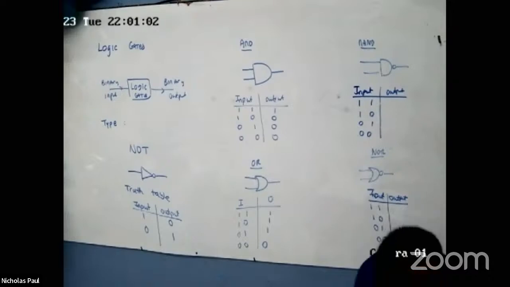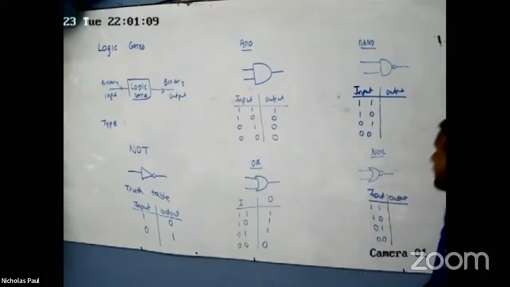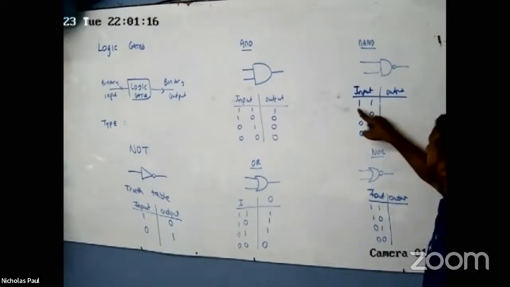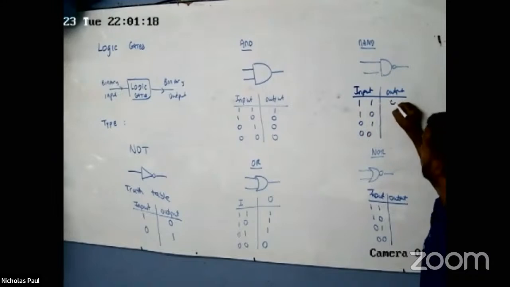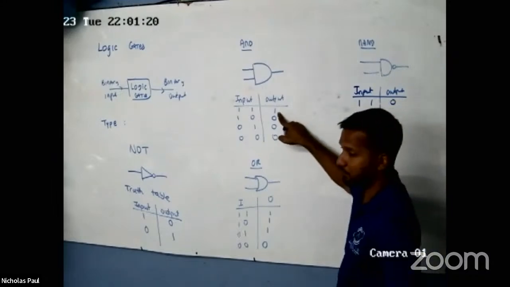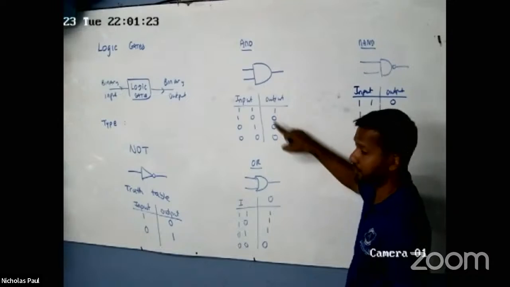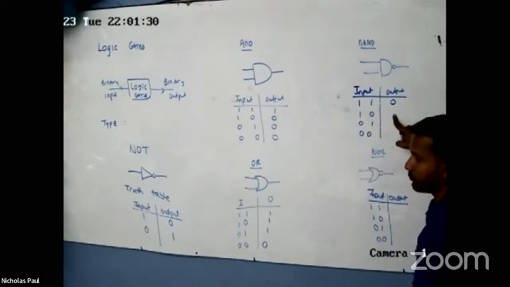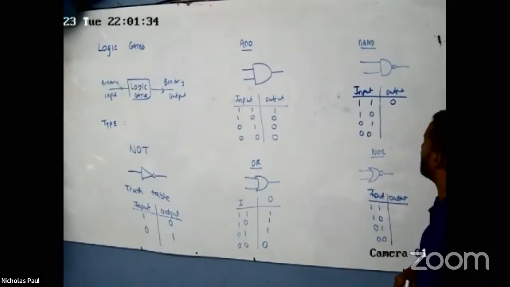Right, so what do you think the NAND will be? What do you think the NAND will be, Devana? 0 0 should give you a 1. Sorry, 1 1 should give you a 0. It's the opposite of this. Right? It's the opposite of this. The output was, so the input, the initial output. Opposite, yeah.